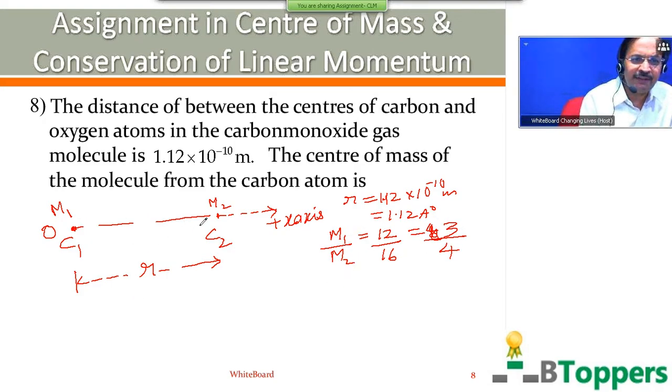The center of mass of the system of two masses M1 and M2 lies on the same line joining the centers C1 and C2 of M1 and M2. That means C lies somewhere in between C1 and C2, nearer to the smaller mass, that is nearer to the carbon atom. Let C be the center of mass of the molecule. XCM is the distance of the center of mass of the molecule from the origin. So X1 is 0 here, X2 equal to r.